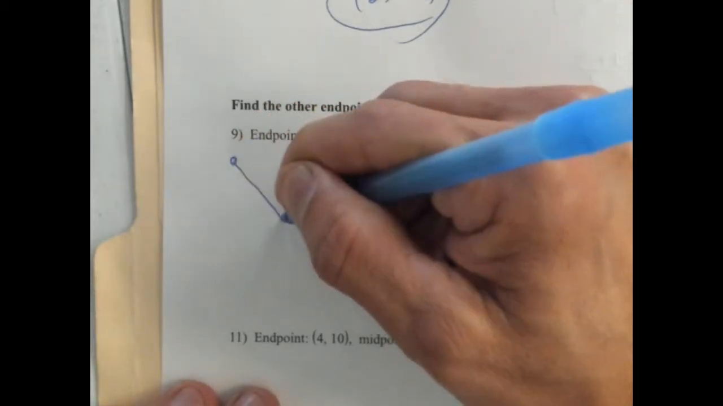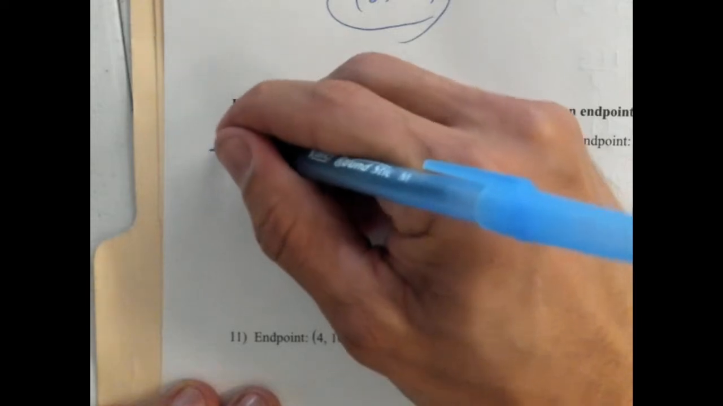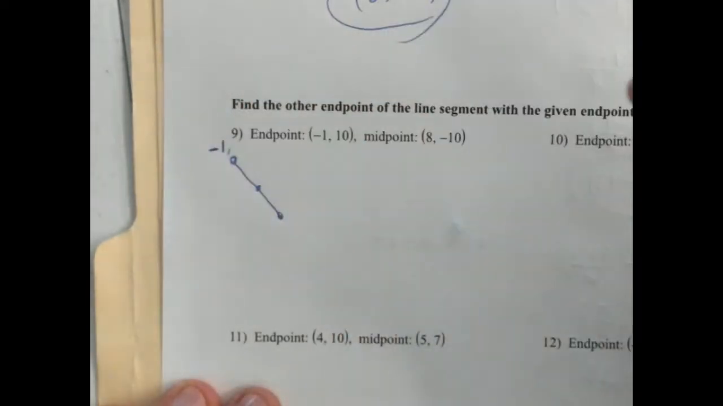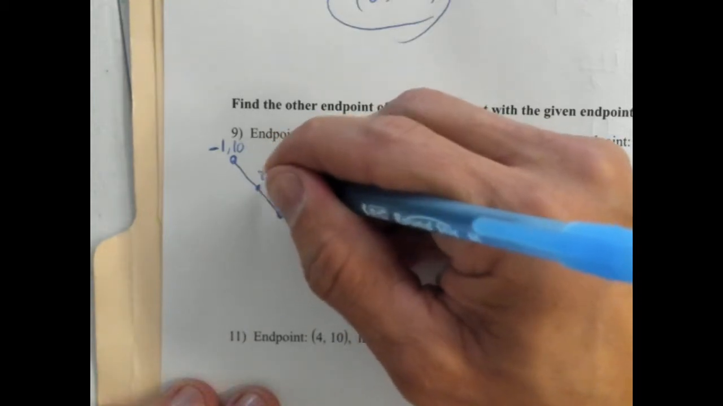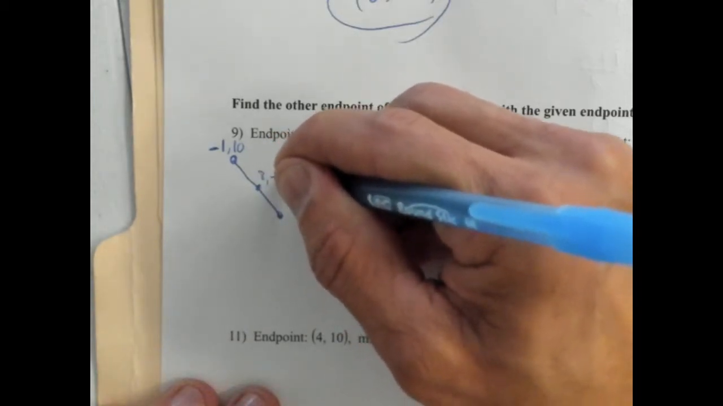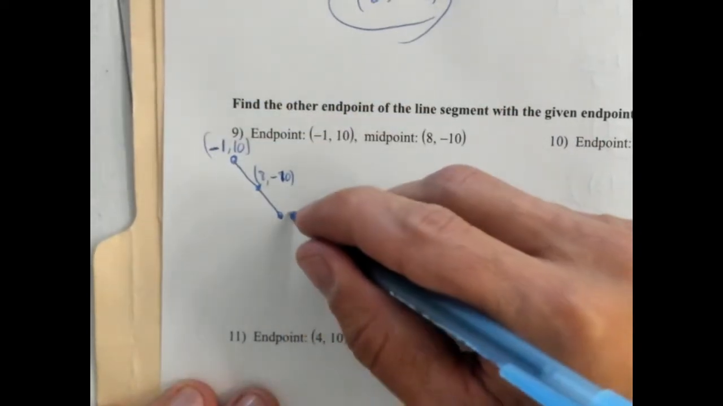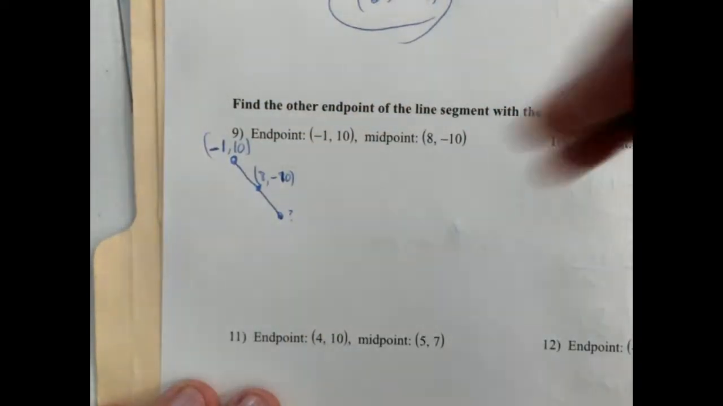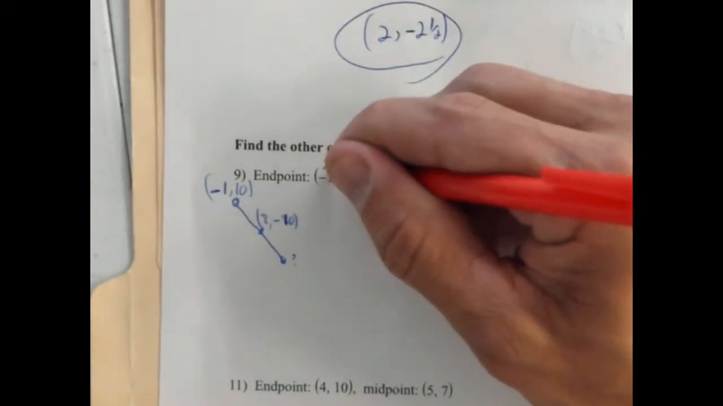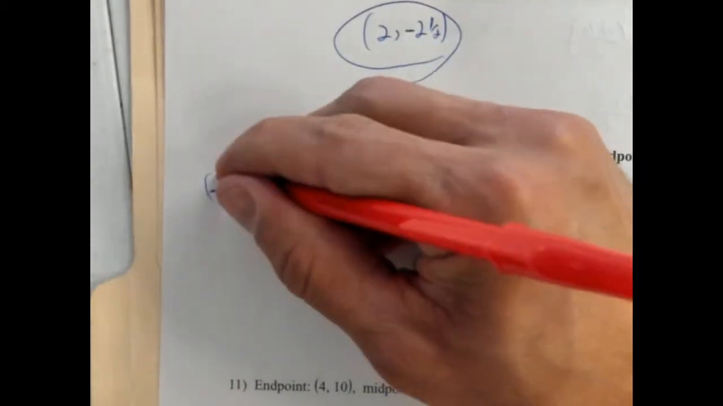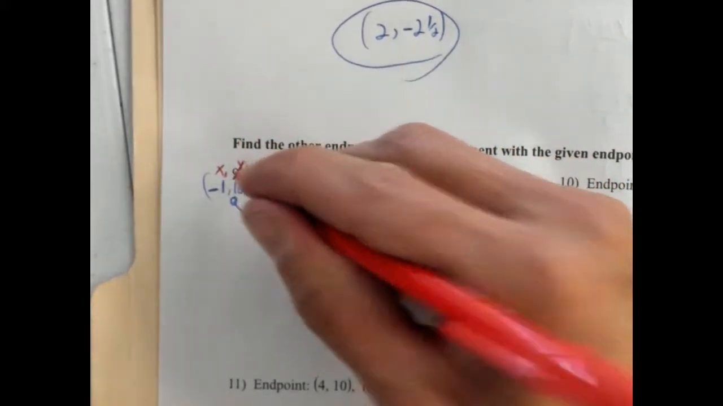So let's say we had a line segment that looked like that. One endpoint would be negative 1, 10. Okay, the midpoint would be 8, negative 10. And then we're looking for this other endpoint, okay? So if you can think of it like this, let me zoom in a little more here. So this would be our x1, y1.